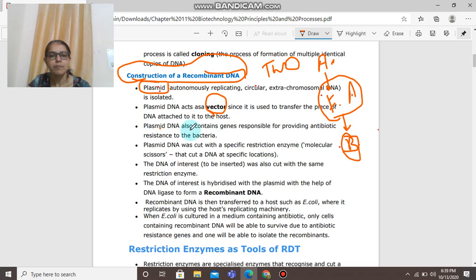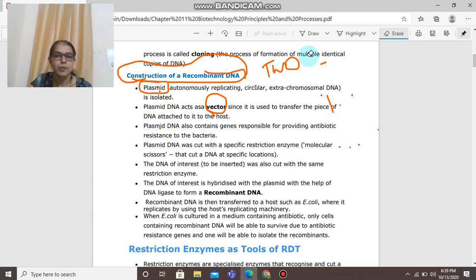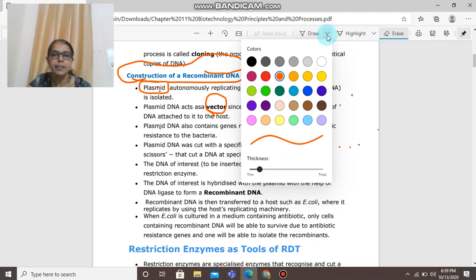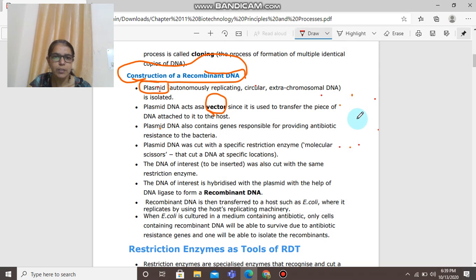In the same way the plasmid also acts as the vector. For the formation of recombinant DNA we need two types of DNA. One is the host DNA and the second one is the alien DNA. Alien DNA, what is the meaning of alien DNA? Alien DNA is the gene of interest that we want to introduce in a host. That is known as the gene of interest, or you can say this is the alien DNA.